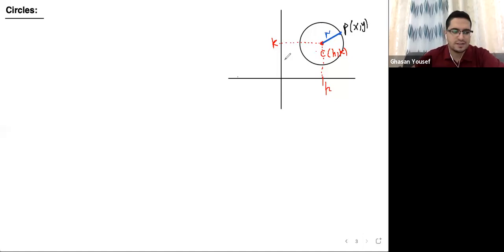So who knows what's the formula for the circle? Any idea what is the formula for the circle? Or does anyone have any idea from high school or from anywhere? I give you the center and I give you the radius. What is the formula for the circle? Anyone has the formula for the circle, or has any idea about the circle?